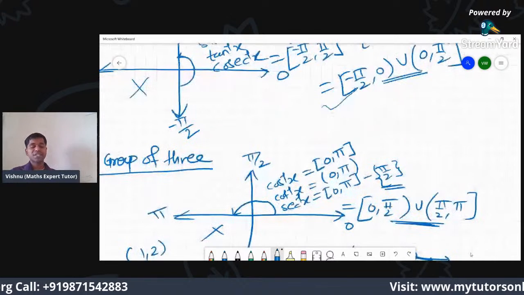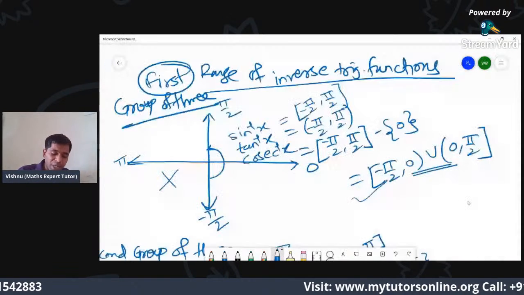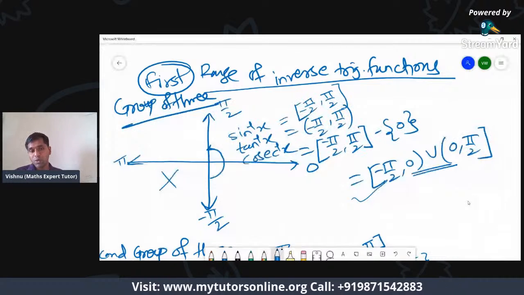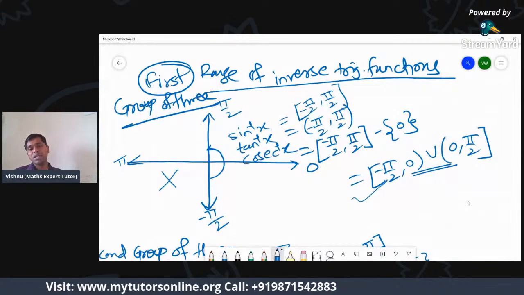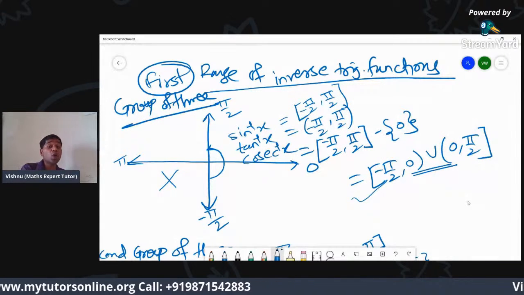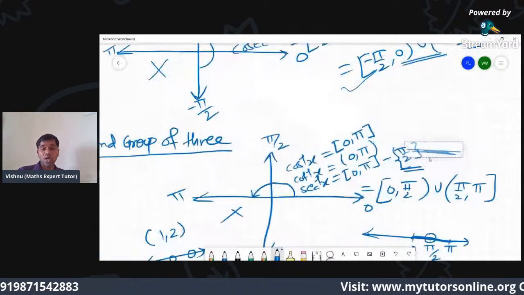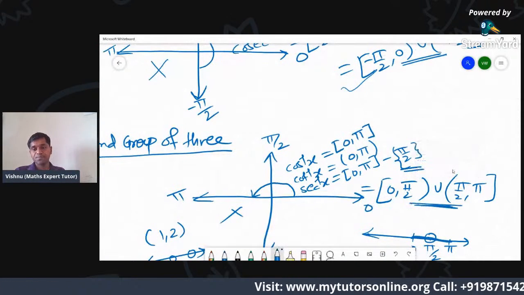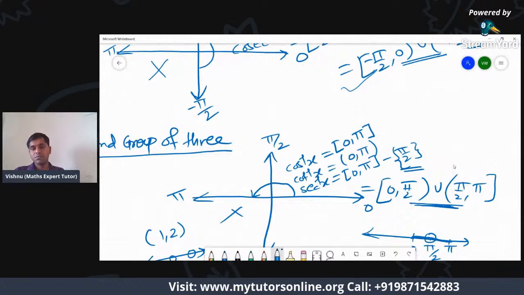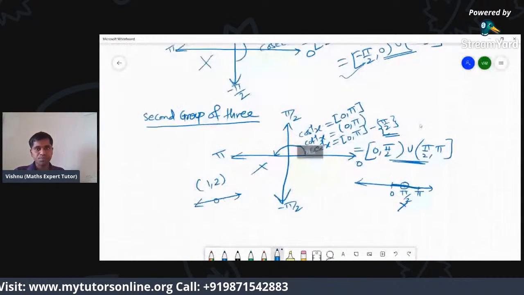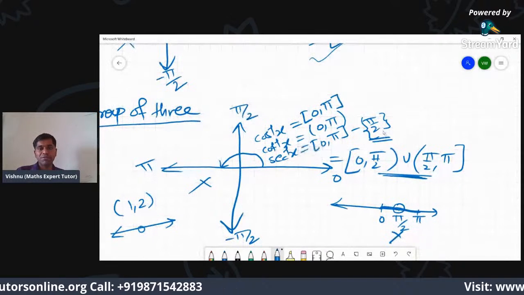I repeat, for sine inverse x, the range is minus pi by 2 to pi by 2. Tan inverse x, it is minus pi by 2 to pi by 2. Cosec inverse x, it is minus pi by 2 to pi by 2, excluding 0. It is not defined at 0. Excluding 0 because not defined at 0. Here it is not defined at pi by 2.